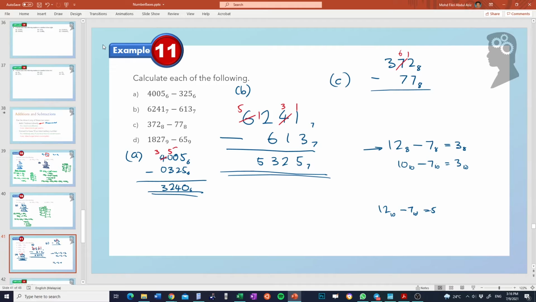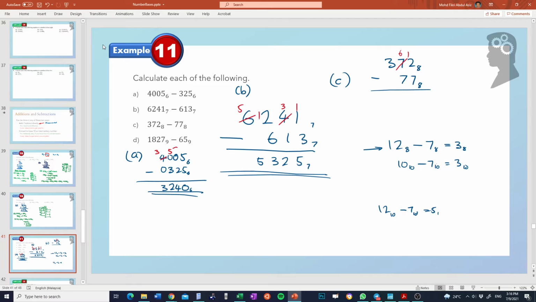Boleh ke? Dah jadi confused sangat ke Aimi? Boleh tapi saya kena buat latihan dulu. Yalah, kena buat latihan. Itu masalah dia.